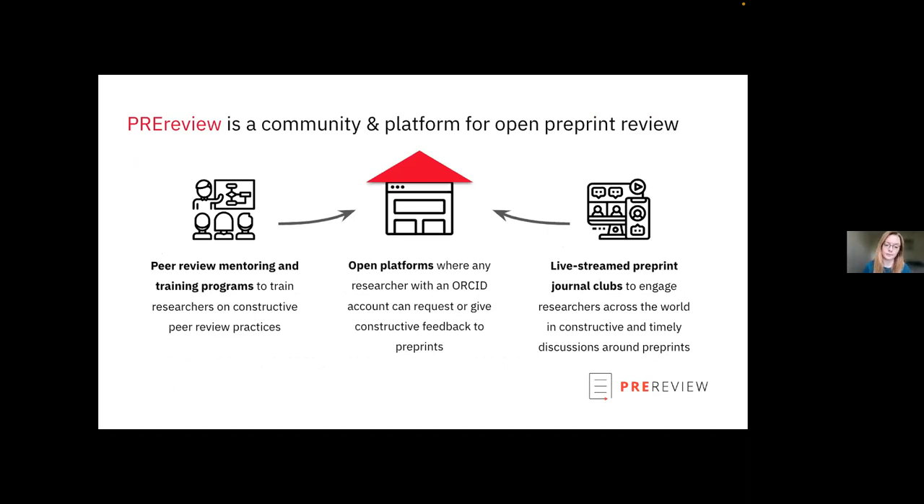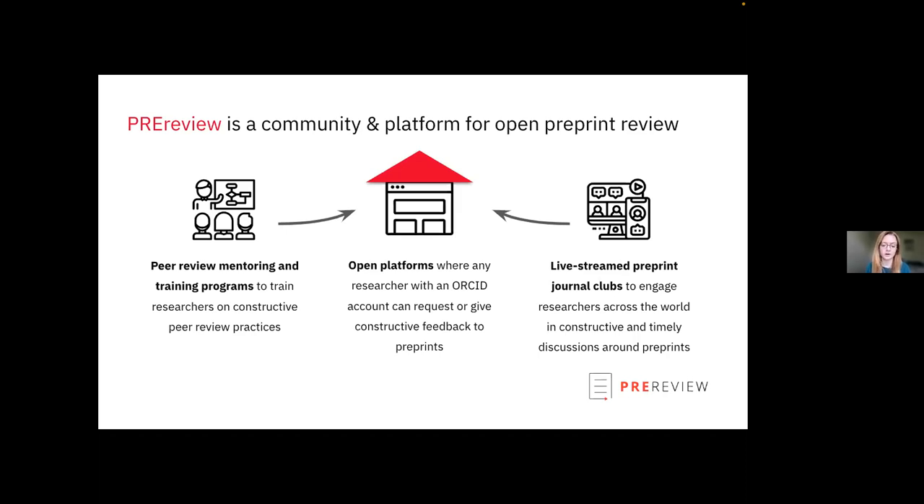And this is where we come in at PREreview. So at PREreview, we work to make open preprint peer review more equitable and sustainable for everyone. Our mission is to bring equity and transparency to scholarly peer review by supporting and empowering communities of researchers, particularly those at the early stages of their career and those who have been historically excluded, to review preprints in a process that is rewarding to them. And our work to support this mission comes under 3 pillars.